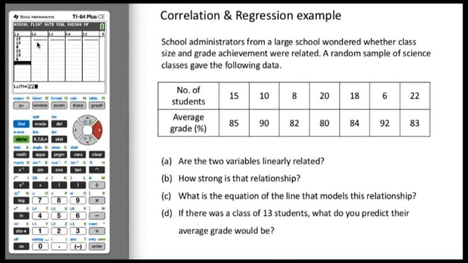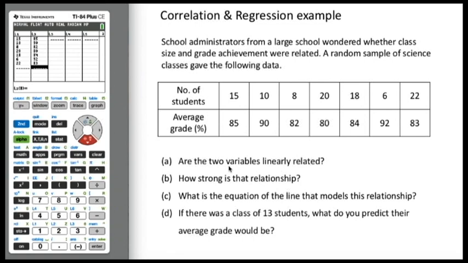Okay, then we'll go across, enter. Go across to list 2 and do the same. 85, 90, 82, 80, 84, 92, 83. Now we just quickly double check that all our numbers are correct, and that we have the same number of numbers in each column, because it won't work if the columns are different sizes.